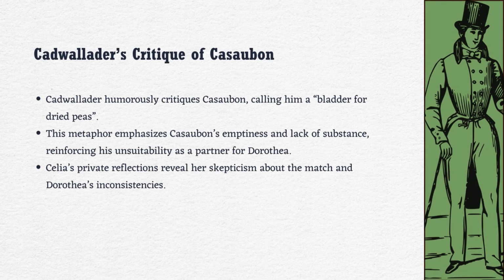Finally, let's consider Cadwallader's sharp critique of Casaubon. He describes him as a bladder for dried peas, a humorous but revealing metaphor. This image highlights Casaubon's emptiness, his lack of vitality, and his inability to connect with the real world beyond his intellectual pursuits. It underscores the unsuitability of Casaubon as a husband for Dorothea. Meanwhile, Celia, in her more pragmatic and grounded way, privately reflects on Dorothea's inconsistencies. Her idealism often does not match her reality.